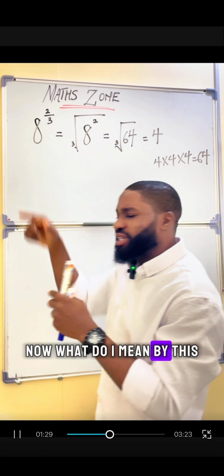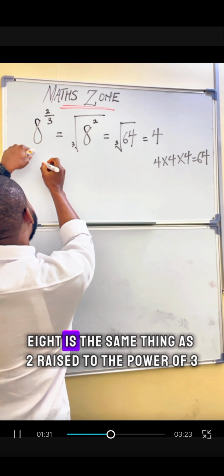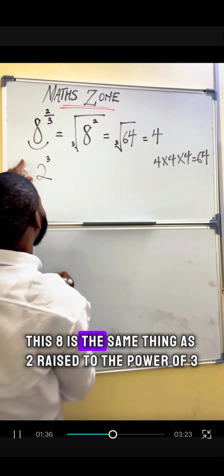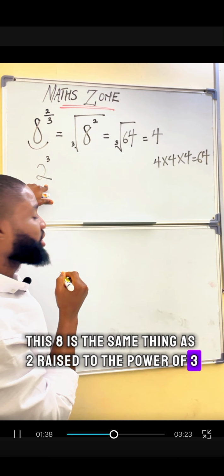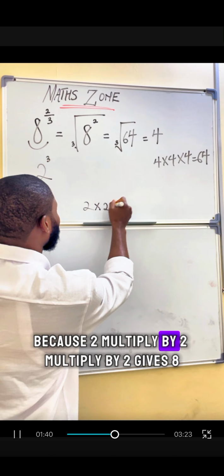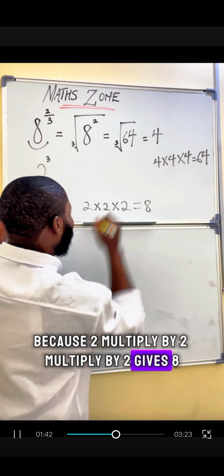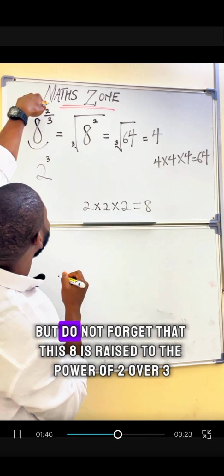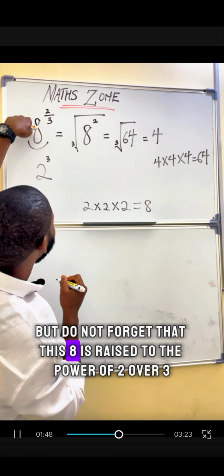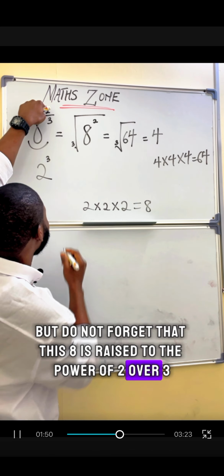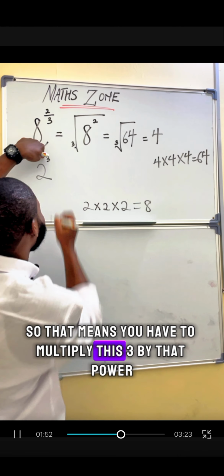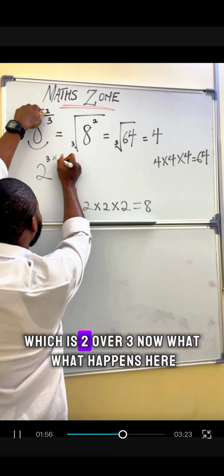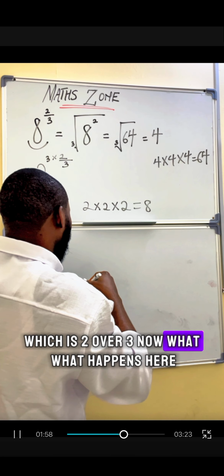Now, what do I mean by this? 8 is the same thing as 2 raised to the power of 3. This 8 is the same thing as 2 raised to the power of 3, because 2 multiplied by 2 multiplied by 2 gives 8. That is why 2 raised to the power of 3 is equivalent to 8. But do not forget that this 8 is raised to the power of 2 over 3. So that means you have to multiply this 3 by that power that was existing already, which is 2 over 3. Now, what happens here?